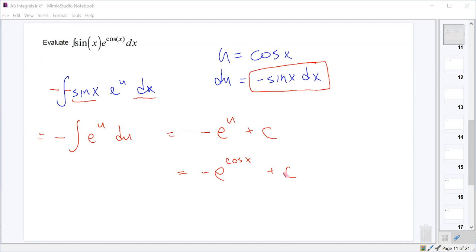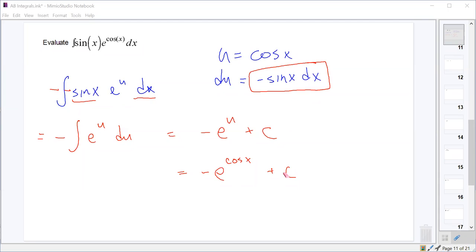And you might have seen right off the bat that the derivative of e to the cosine would be negative sine e to the cosine. And so you could maybe, through that thought process, have said it needed to just be negative e to the cosine. But I think in general, it's going to be a lot easier if we get used to building in that substitution.